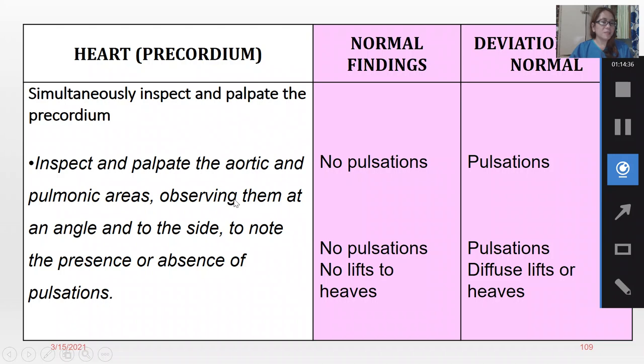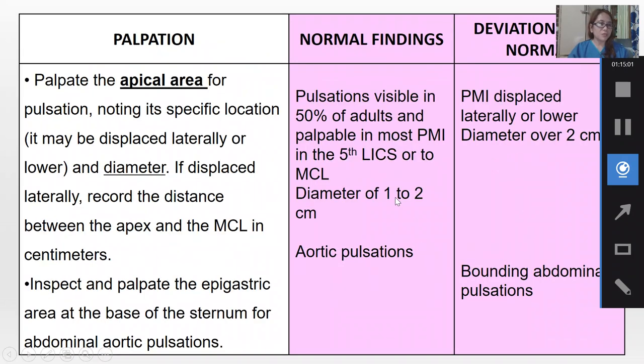Okay. Inspect and palpate the aortic and pulmonic area. Observe them at an angle and to the side to note the presence or absence of the pulsation. So, tuturo ko mamaya kung nasaan yung aortic pulmonic area. May picture din tayo. There should be no pulsations, okay? No leaps or heaves. Abnormal na kapag may pulsations.